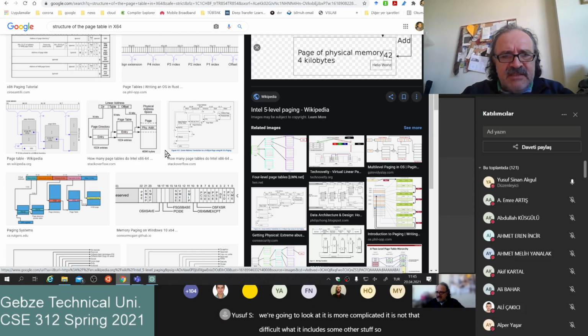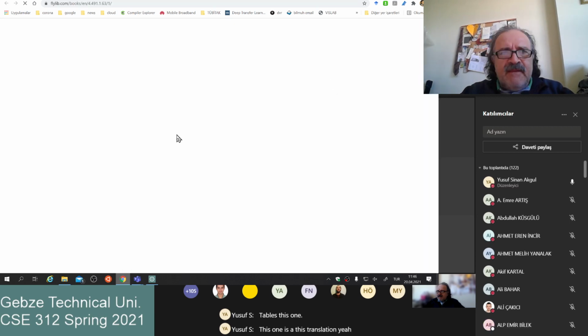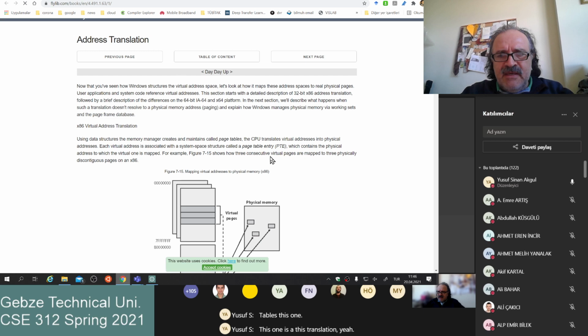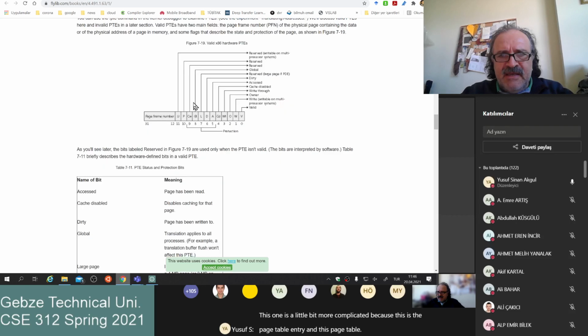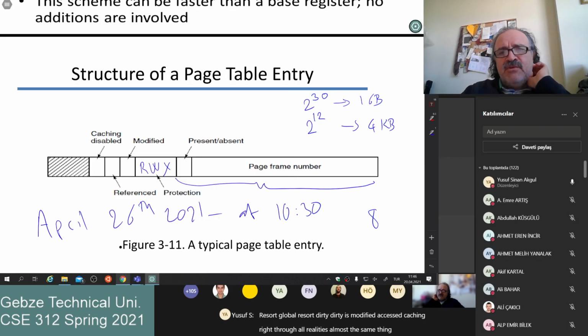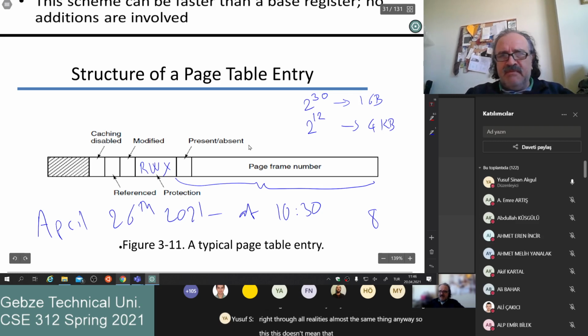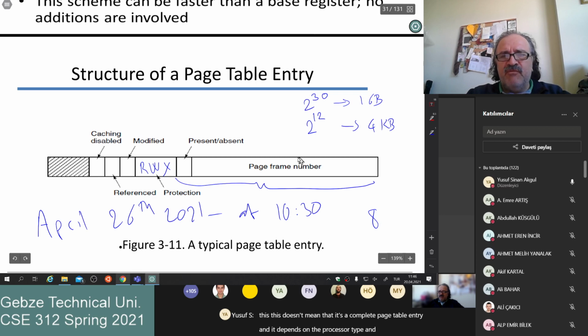So if you look at the real processors' tables, this one is address translation. This one is a little bit more complicated because this is the page table entry, and this page table is not kept in the page frame number. Global, dirty. Dirty is modified. Accessed, caching, write through, owner. Yeah, it is almost the same thing. Anyway, this doesn't mean that this is a complete page table entry, and it depends on the processor type and the operating system, what kind of information you are using.